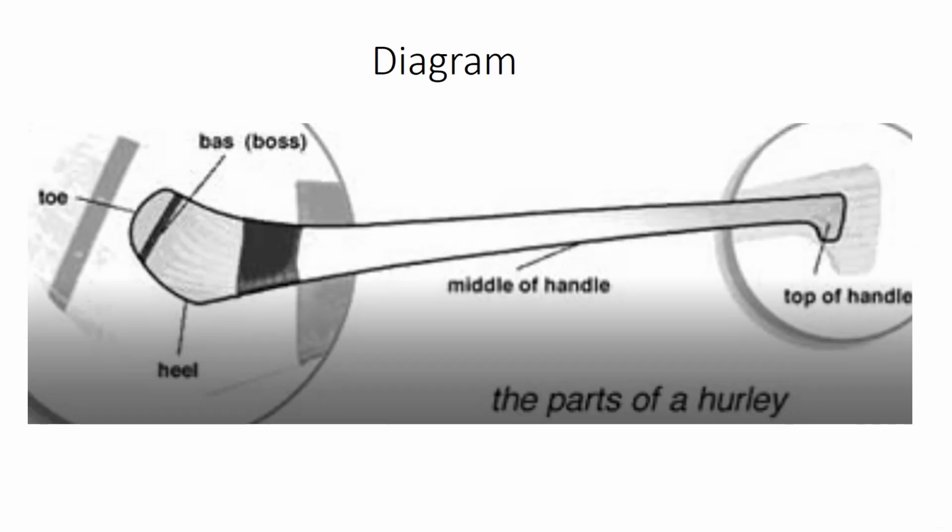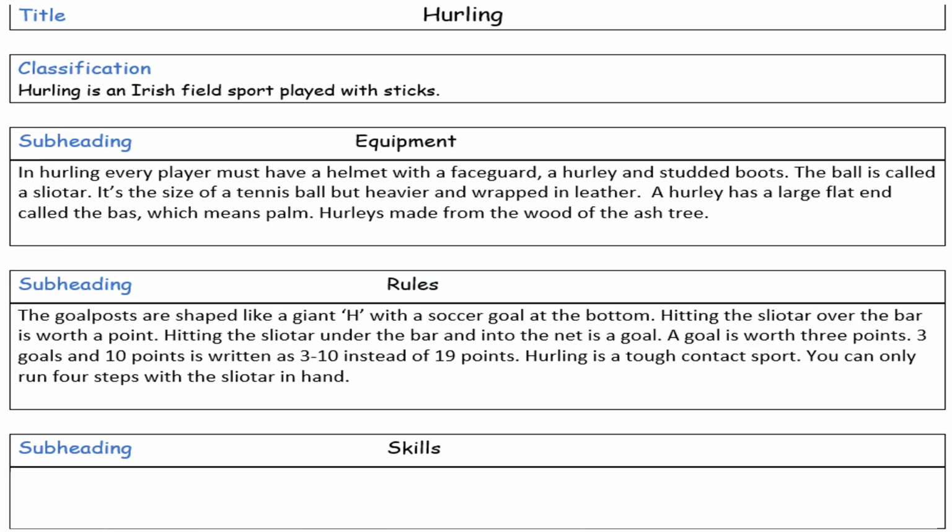If you are describing something with many parts in your report, a picture could be very helpful. A picture with labels to tell you the name of each part is called a diagram. For rules, we wrote, the goalposts are shaped like a giant H with a soccer goal at the bottom. Hitting the schlitter over the bar is worth a point. Hitting the schlitter under the bar and into the net is a goal. A goal is worth 3 points. 3 goals and 10 points is written as 3-10 instead of 19 points.